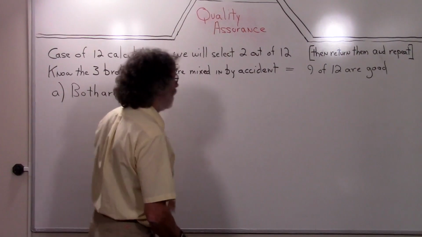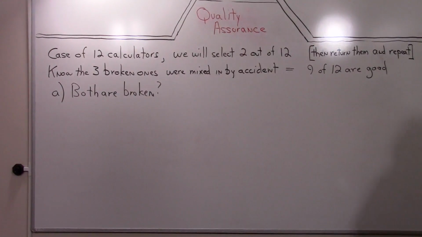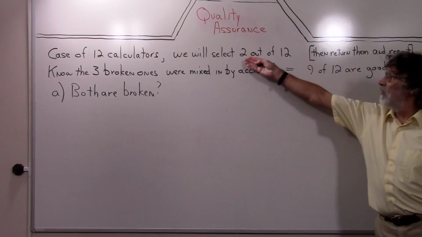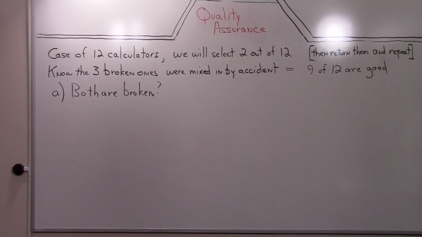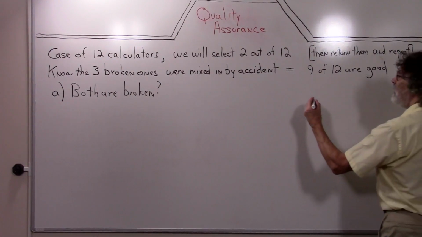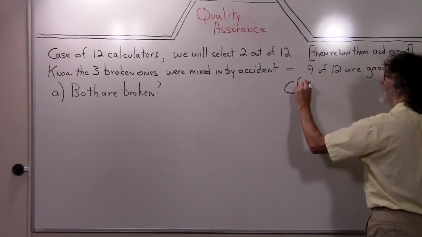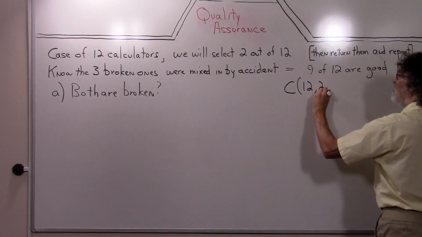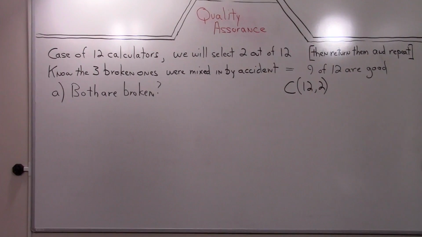Well, what we need to do there is get 2 sets of counts. One, how many ways may we select 2 calculators in total? And then second, out of those 3 broken ones, how many ways can we select 2? So let's first figure out total ways to select 2 out of 12. And what we want to use there is the combination of 12 items selected 2 at a time. C(12, 2).